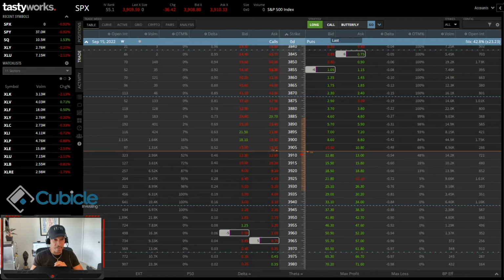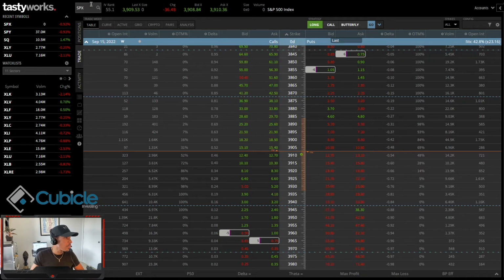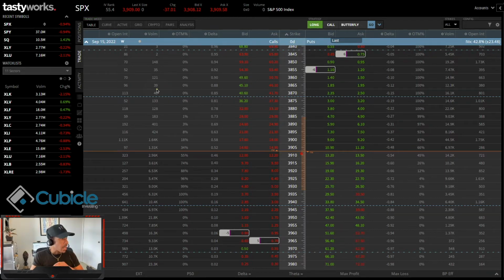So today is September the 15th. It's approximately 12:30 p.m. Eastern Standard Time. And so what you guys see here is essentially, so here is the SPX. Here is the SPX. So the SPX is the index that tracks the S&P 500.